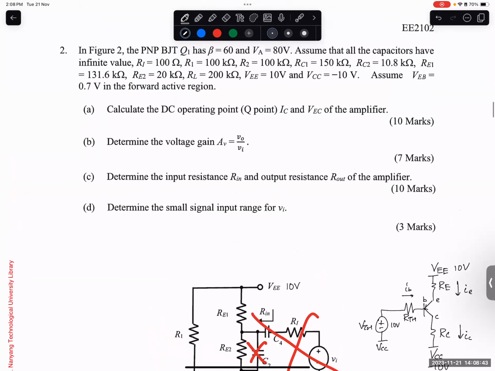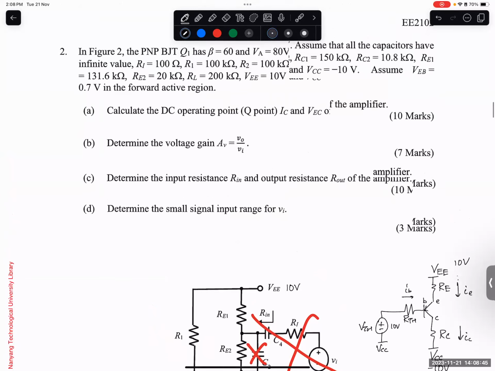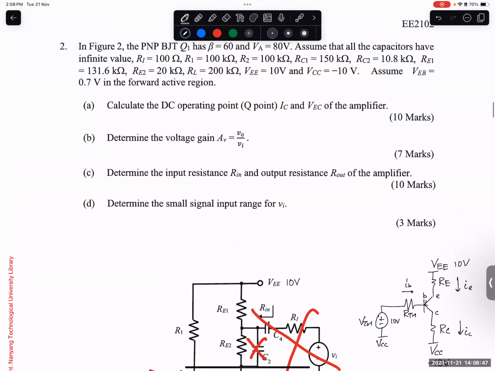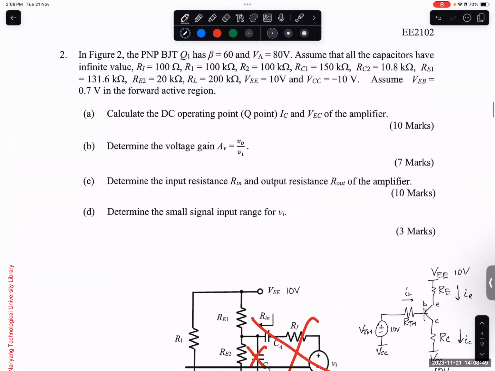Oh, wait. Okay, so RTH is what? It's just 50k. Yeah, because the ground is not open, there's no ground there.